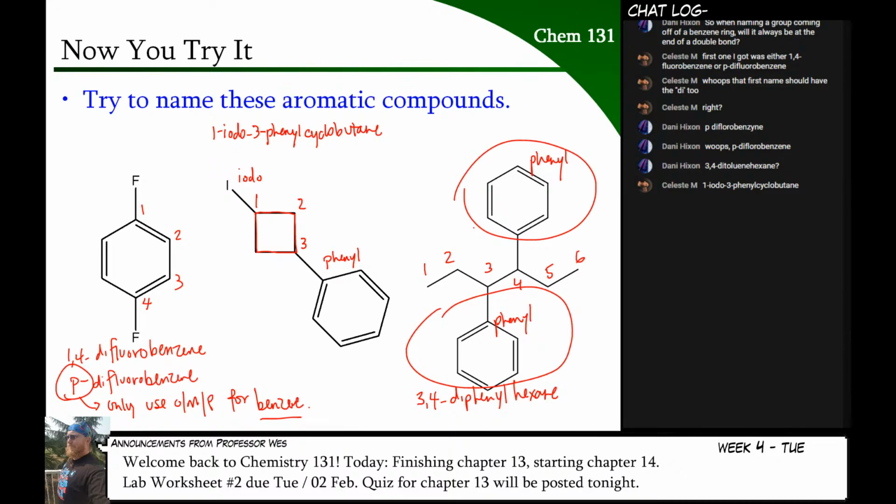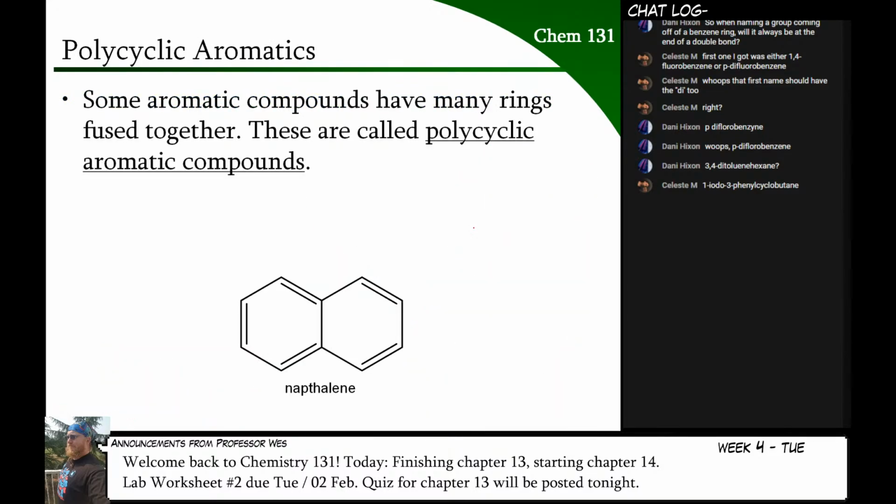All right, so that's how we name aromatic compounds. Let me know if you have any questions. This next section is just a sort of, hey, these are things that exist. If you put a bunch of benzenes together, like say 2 of them, like this, it's called a polycyclic aromatic compound. Polycyclic just means there are many rings that are fused together.